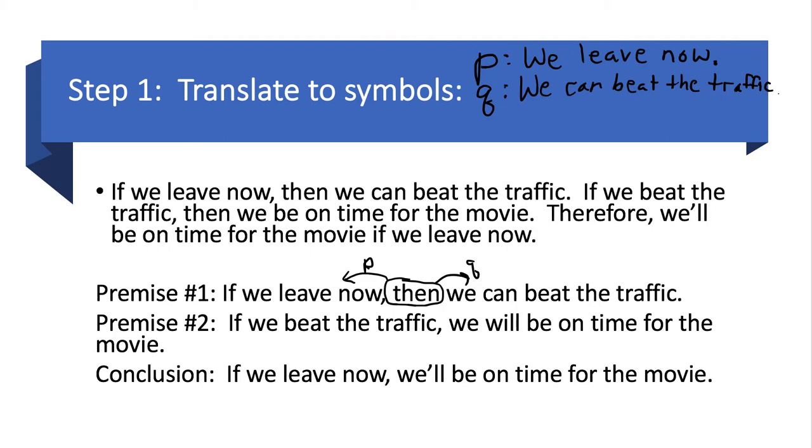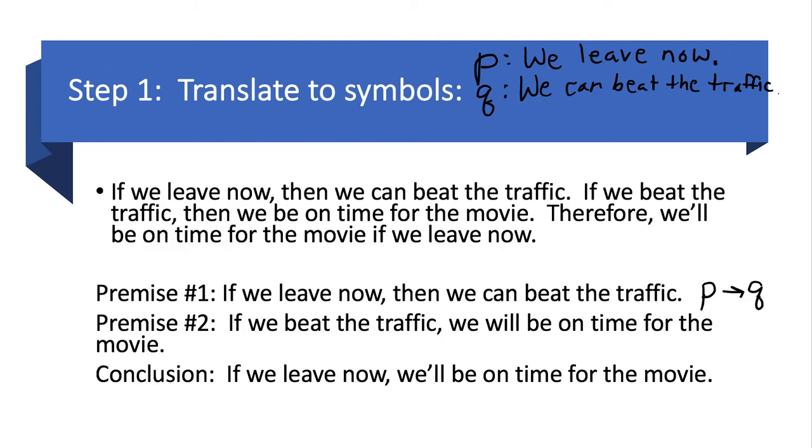All right, so if I have labeled it that way, then I can take the first premise and say P, which is we leave now, arrow, which is the then, and then the then part will be we can beat the traffic, which we identified as the Q. So we can take that first sentence and translate it into P arrow Q.